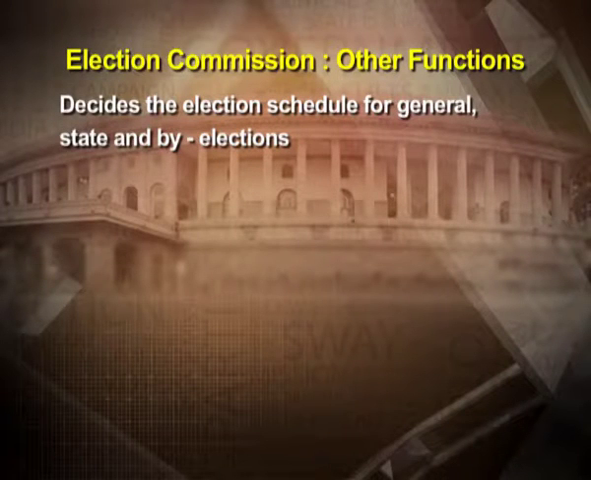The other important functions are, it decides on the election schedule for general, state and by-elections. I talked about by-elections in the last episode. So for general elections, state elections and by-elections, when nominations can be filed, when they can be withdrawn, last date of withdrawal. So the Election Commission gives out notification when counting is to be done, when are results to be declared. All these things, all the relevant dates for an election are decided by the Election Commission.